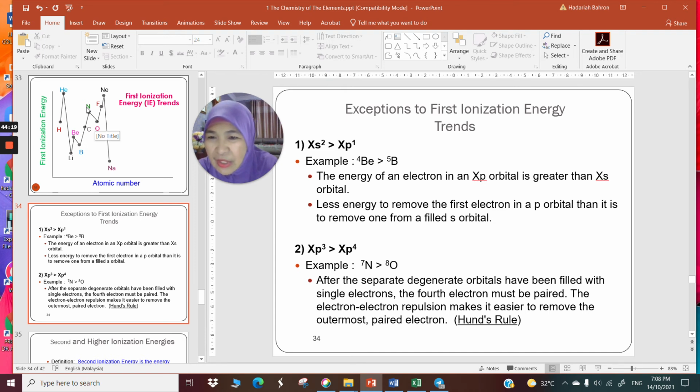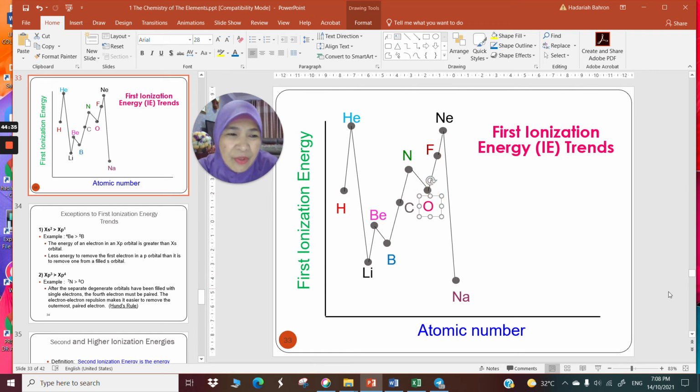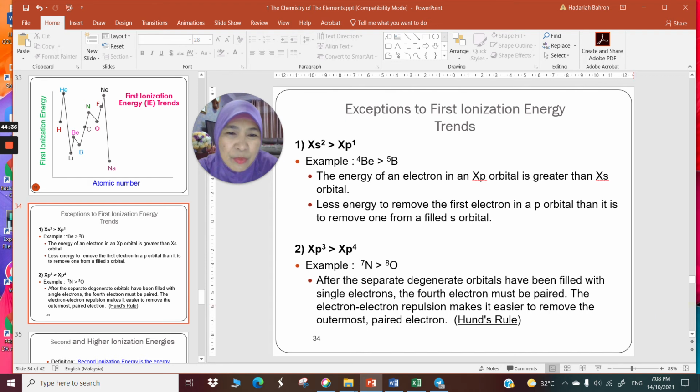That's your p3, your nitrogen over there. Can you see it? Yes, that's your p3. But this is your p4. P4 is easier to remove than p3, for the same reason.